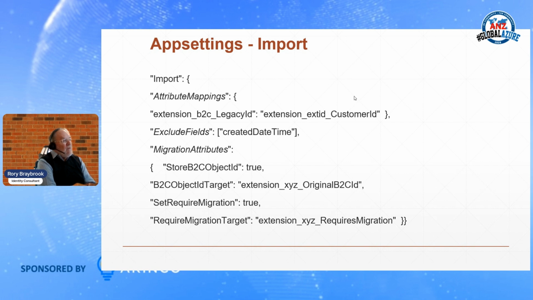So for example, we can store the B2C object ID in the Entra ID user. So we now have a link between the user in Entra External and the user in B2C. So if we need to do any troubleshooting or anything like that, we have this link between the two. That's the flag, that's the name we're going to use for the just-in-time, and then we can tell the toolkit the name of the attribute that is used for just-in-time.